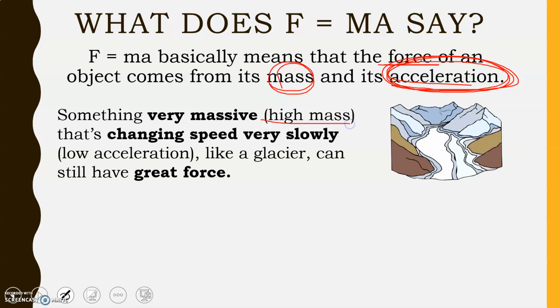So think about something very massive. It has a high mass, and it's changing speed very slowly. So maybe 1 meter per second, 2 meters per second, 3 meters per second, 4 meters per second. Changing speed very slowly, so very low acceleration. The example we could be talking about is a glacier moving. Of course, it takes hundreds of years for a glacier to move any significant amount, but because it has a high mass and a low acceleration, it still has a great force.